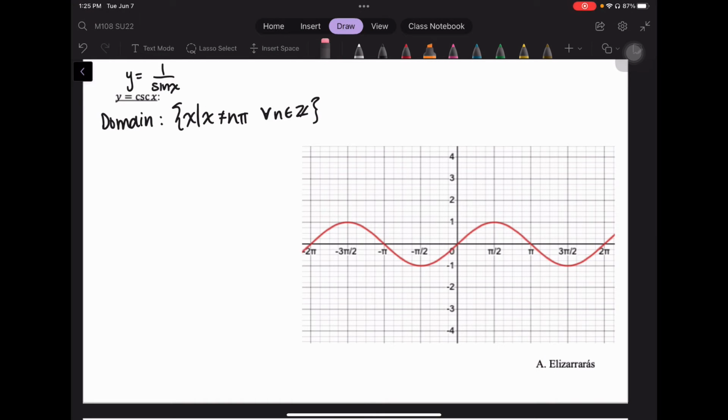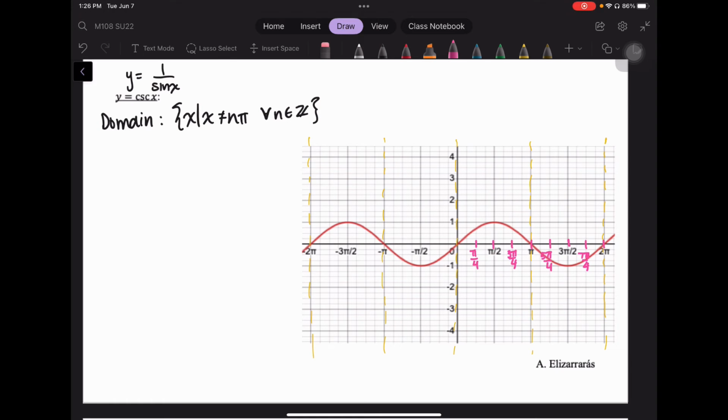When we talked about the domain for cosecant, we had those points when cosecant was undefined, and that occurred at multiples of pi. So whenever you have a value that the function can't attain, we have asymptotes there. So I'm going to draw in asymptotes now.